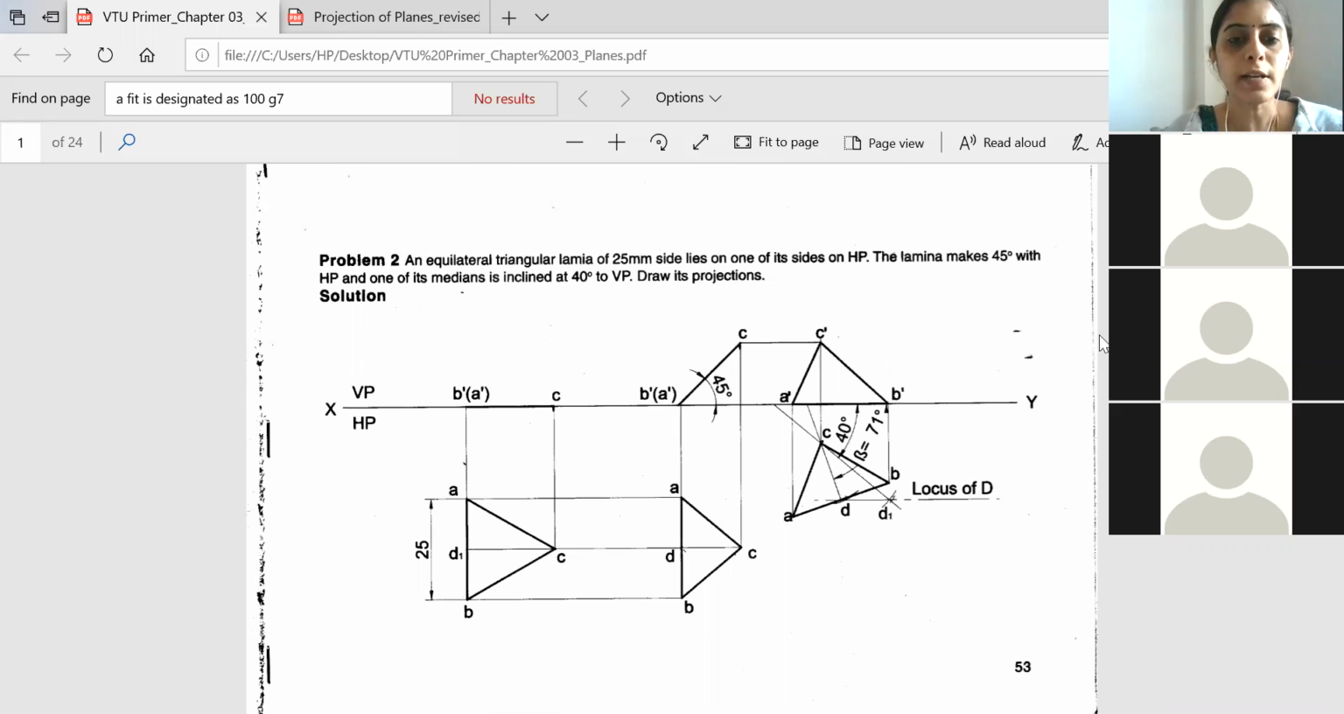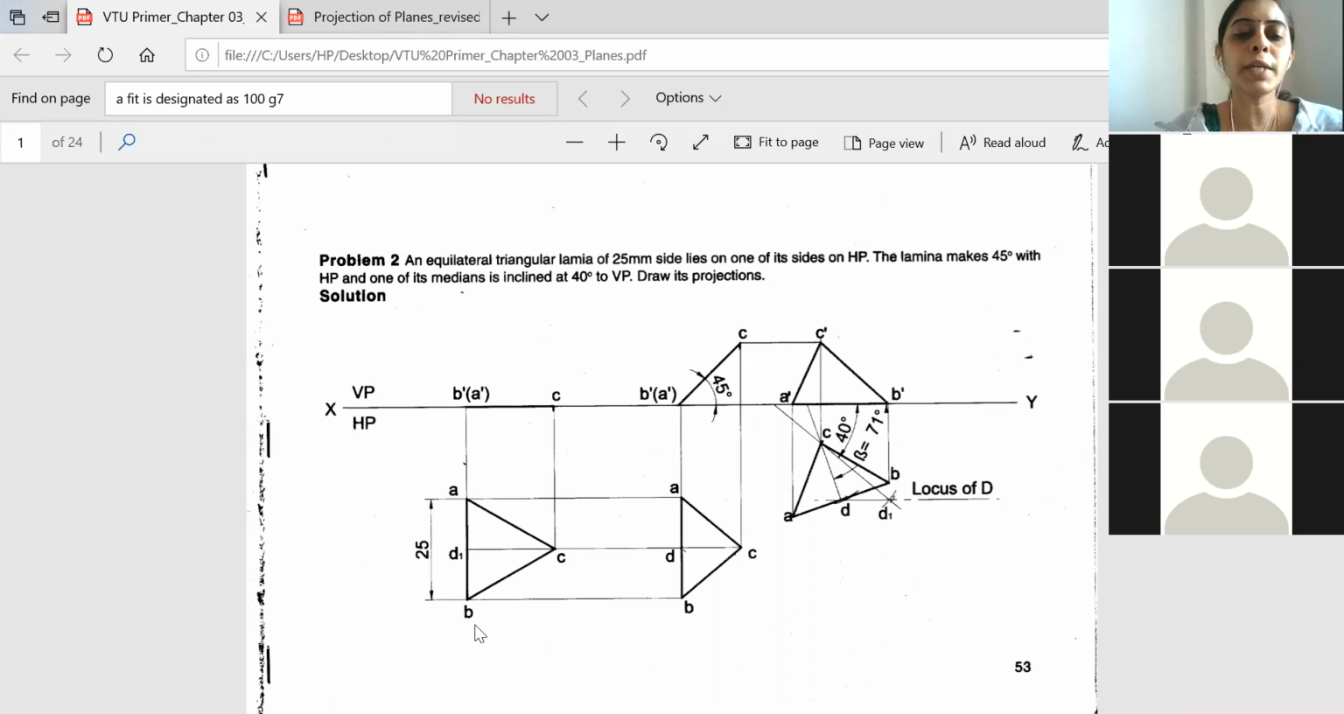See what's happening here. There is a small change. This is again an equilateral triangular lamina of 25 mm side, and it is resting on one of its sides on HP. So whenever it is resting on one of its sides on HP, it will be parallel to horizontal plane and perpendicular to our HP plane, and hence you will show first vertical line and then the other two corners to get the required lamina. So construction is similar as I told you before. So you will measure 25 mm, take 60 degree, measure 25 mm, cut an arc, take the projection and get our front view and name it.